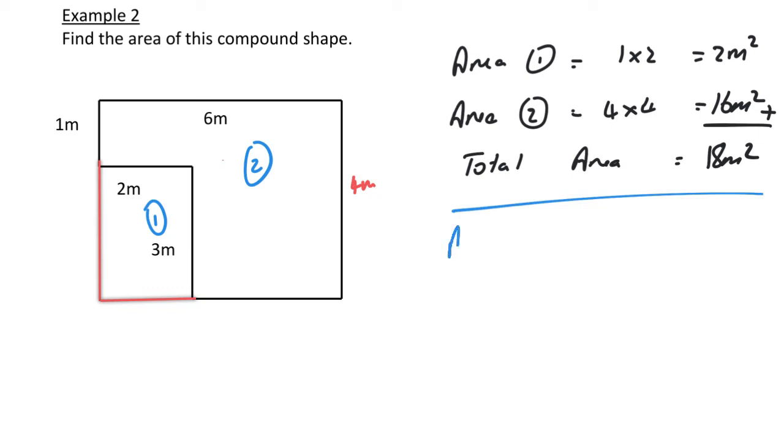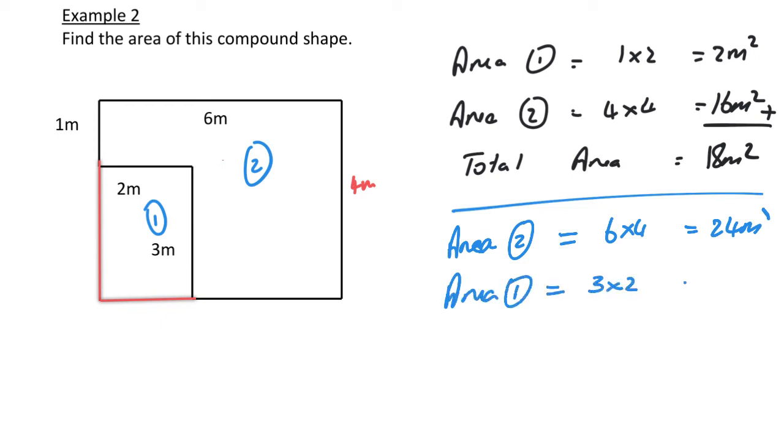So if we work out the area of 2, that's going to be 6 times 4, which is 24 square meters. Area 1, so again it's a rectangle, so it's length times breadth, so it's 3 times 2, which is 6 square meters. So to work out the compound shape, we'll have to take 6 away from 24, and we'll get an area of 18 square meters, which is what we had previously.